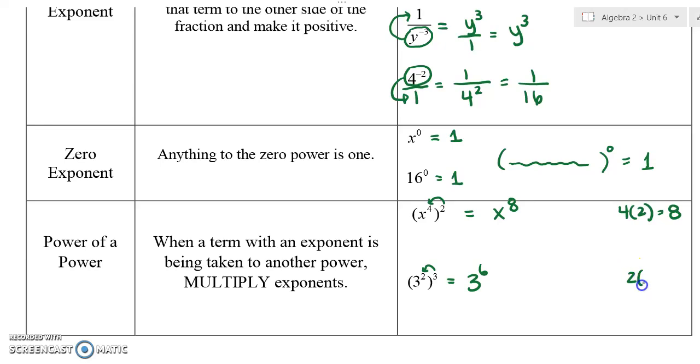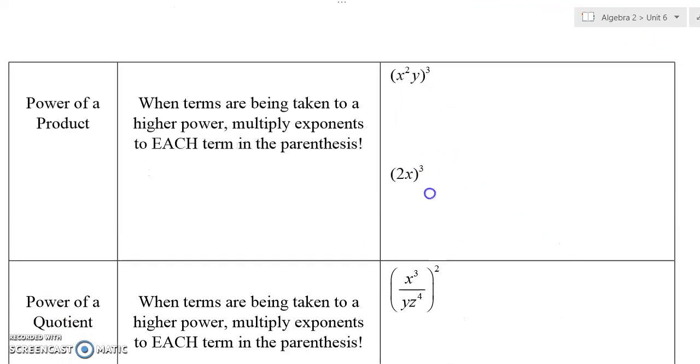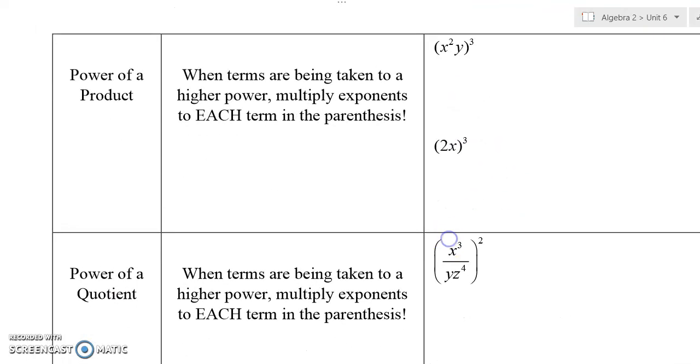So I'll show my work here. 2 times 3 equals 6. Alright, now the other 2 powers or exponent rules are about the same as the one that I just showed you. They're just more things inside the parentheses. So for example, here there are 3 bases, but all of them have an exponent on the outside.